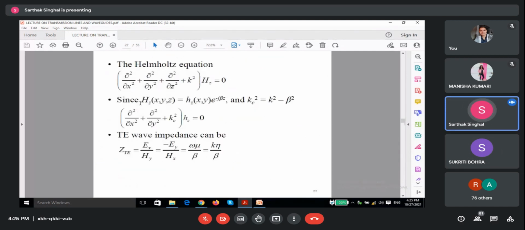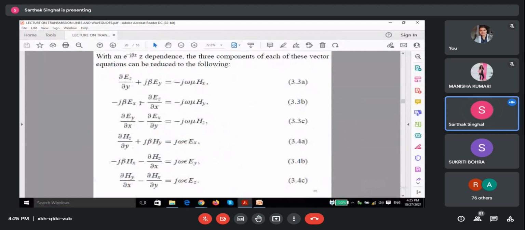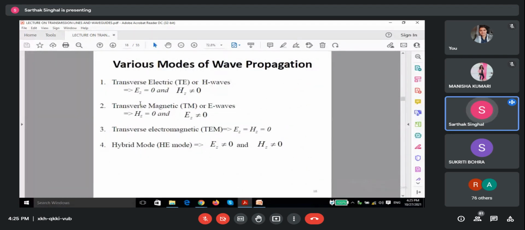Now, in this, what are the modes? There are four basic modes of wave propagation. The first is the transverse electric or H waves, in which there will be no component of electric field in the direction of wave propagation, but the magnetic field can have a Z component, that is, a component in the direction of wave propagation.